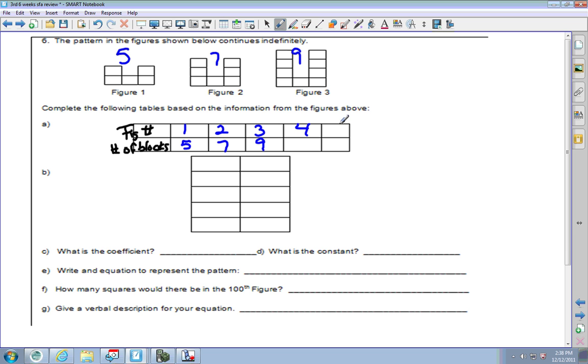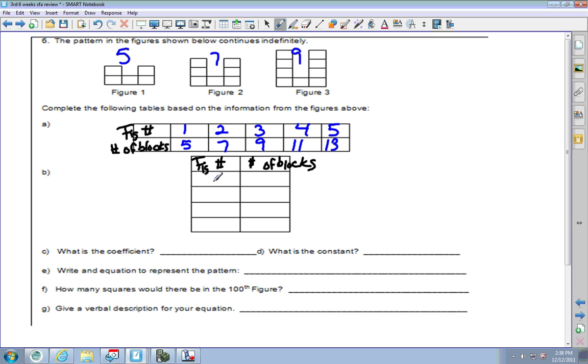Now, what are they increasing by? What would the fourth one be? It would be 11. The fifth one would be 13. Instead of writing it horizontally, I'm going to write it vertically. So I've got figure number as my x and the number of blocks as my y.